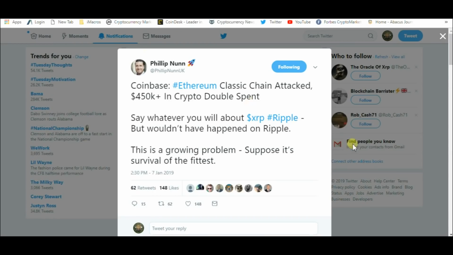Moving along, this is a pretty profound tweet here yesterday that I retweeted. Coinbase, Ethereum Classic chain attacked, $450,000 in crypto double spent. Say whatever you will about XRP, Ripple, but this wouldn't have happened on Ripple. This is a growing problem. I suppose it's survival of the fittest.